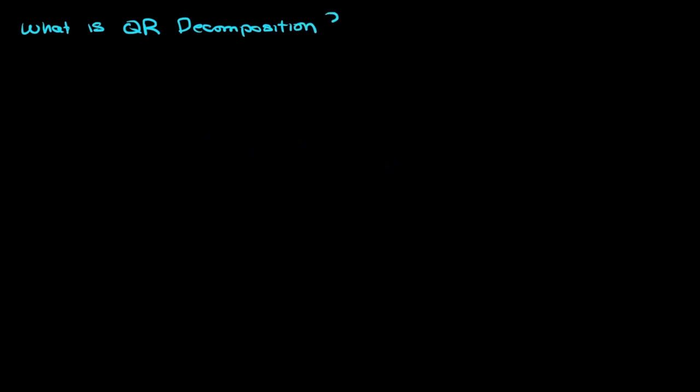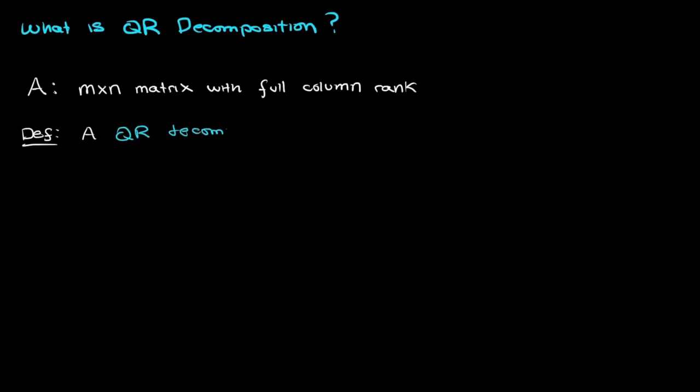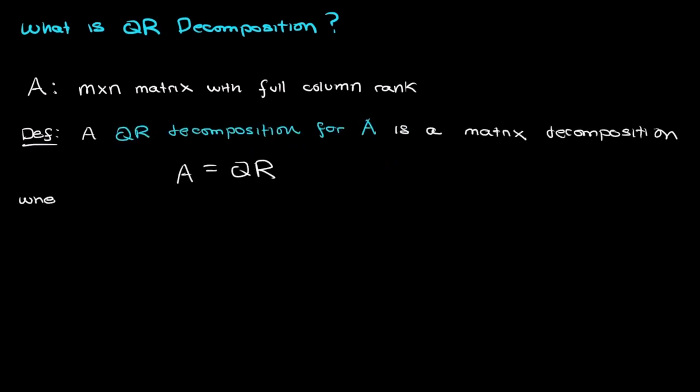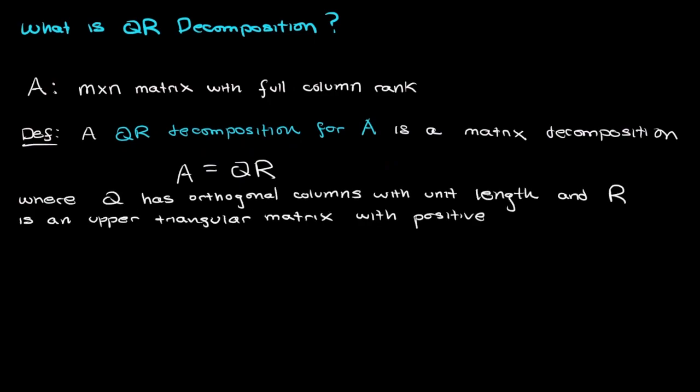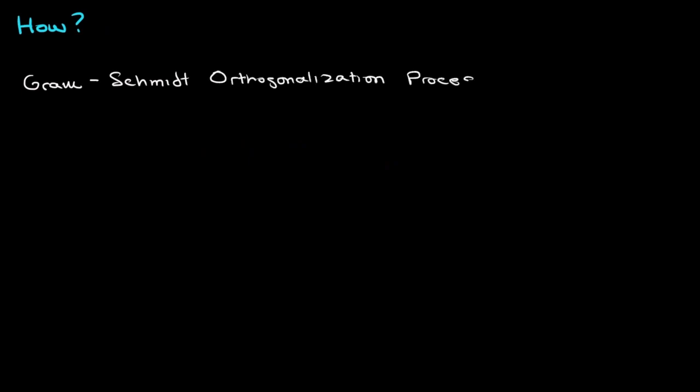I'm going to let A be an m by n matrix with full column rank. And then I'm going to say that a QR decomposition of a matrix A is a matrix decomposition where Q has orthogonal columns with unit length and R is an upper triangular matrix with positive diagonal. Now to find a QR decomposition for A, we're going to use the Gram-Schmidt orthogonalization process.